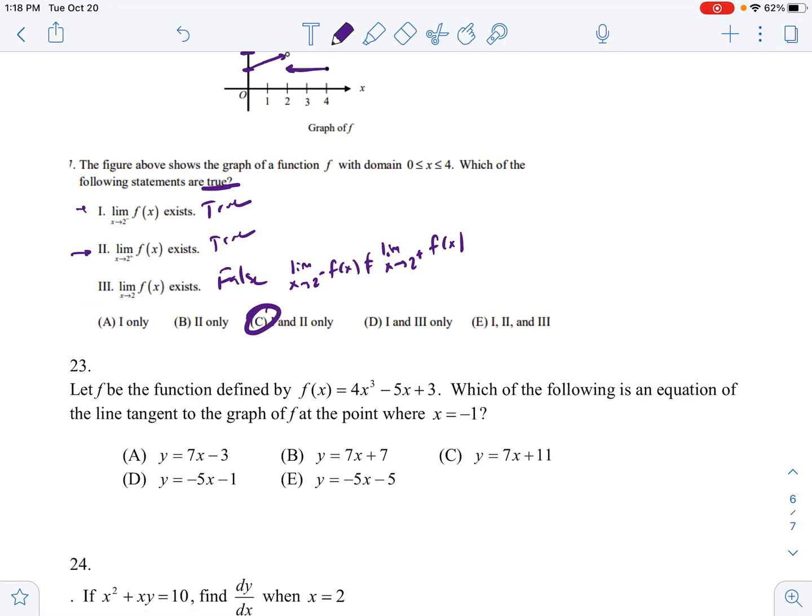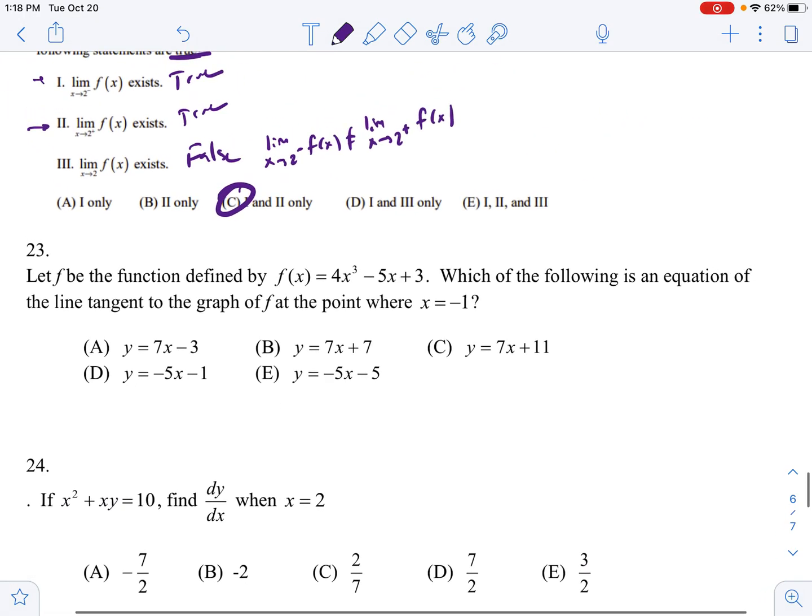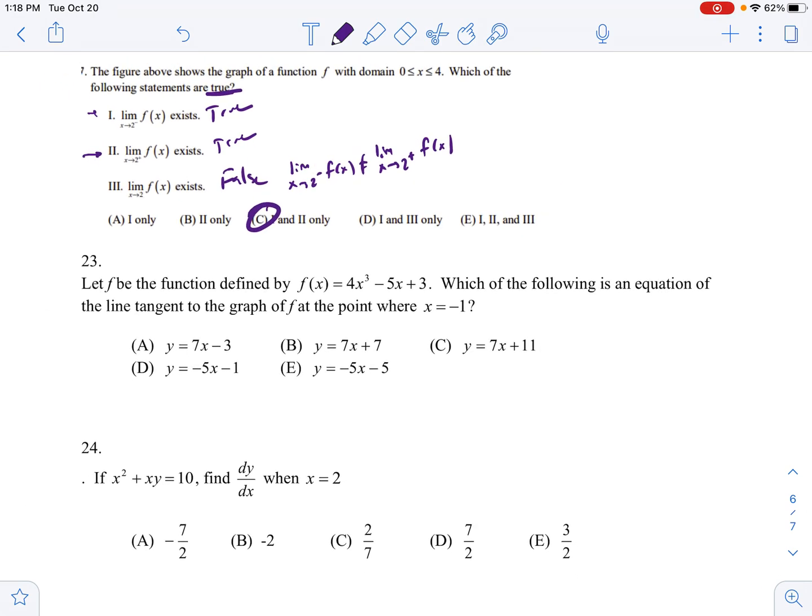Okay, let f be the function defined by f of x equals 4x cubed minus 5x plus 3. Which of the following is an equation of the line tangent to the graph of f at the point where x equals -1? While these are all written in slope intercept form, I typically like to start using point slope form, which you may remember from pre-calc.